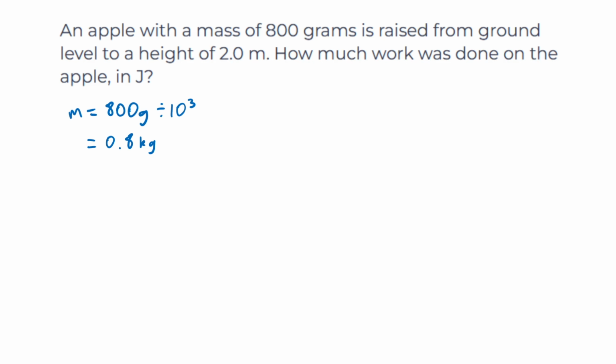The second variable that we've been given is height. So h equals 2.0 meters. We have been asked to find the work done on the apple. The symbol for work is uppercase W, so W equals question mark in joules.